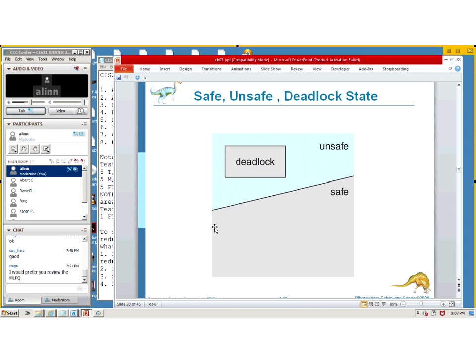And here's a good visual look at it. If you're in a safe state, you're not deadlocked. But if you move to an unsafe state, you may or may not be deadlocked. I think I have a question on this somewhere. Before I leave this, does this make sense to you guys? Okay.